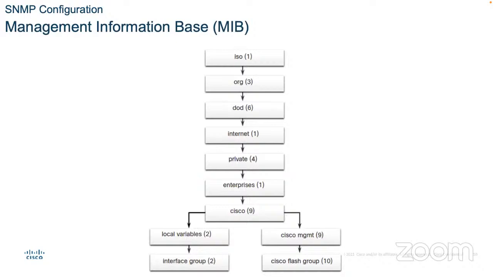The management information base is organized hierarchically. All the variables are defined as object IDs, or OIDs. They're all organized based on RFC standards into a tree like this. This shows the MIB structure defined by Cisco. The OID can be described in words or numbers to help locate a particular variable in the tree.